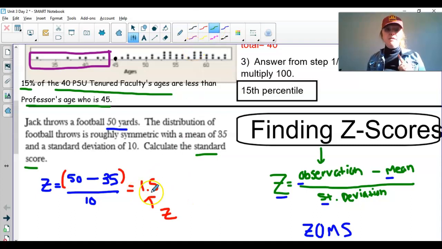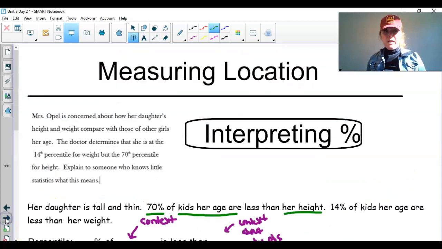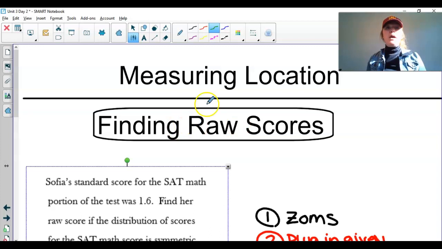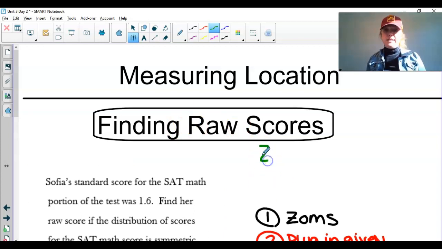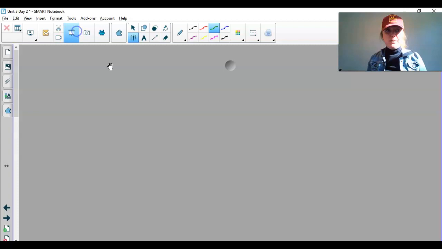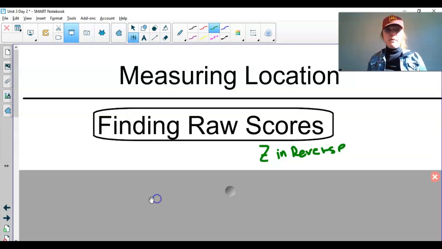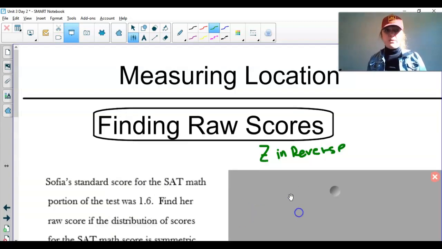You are going to be given the z-score, the mean, and the standard deviation, and you're going to have to solve for the observation. So we're going to have to use a little bit of algebra. So let's do that now. We call it finding raw scores, or we say z in reverse. Again, please do this problem with me in your notes so you have a good example of z in reverse, or in other words, finding raw scores.